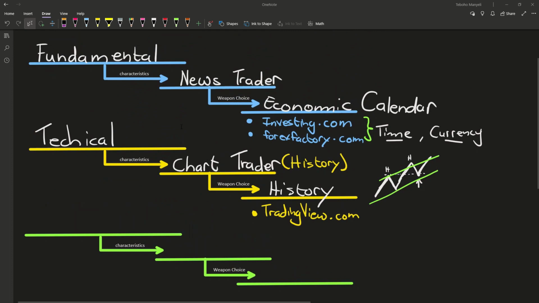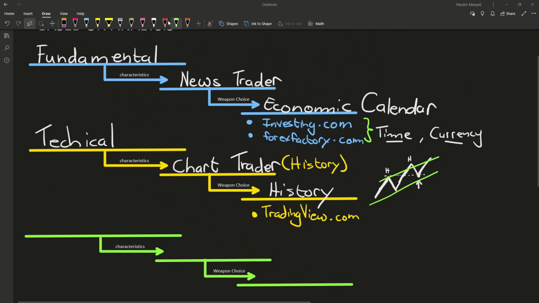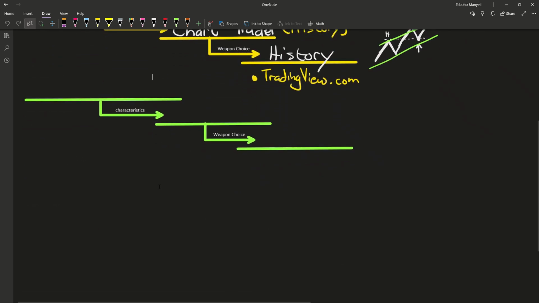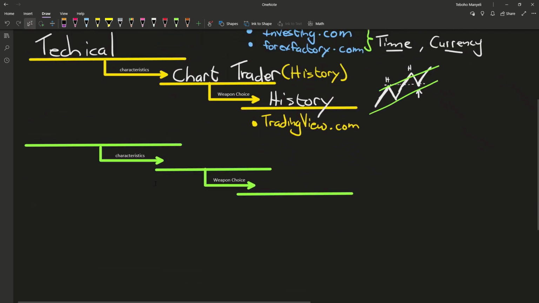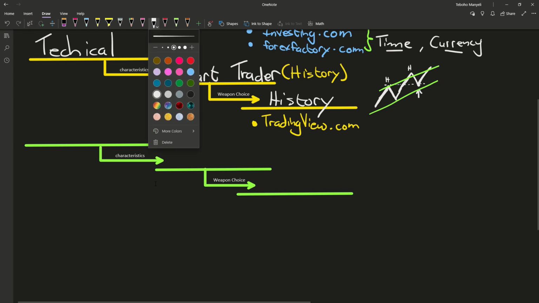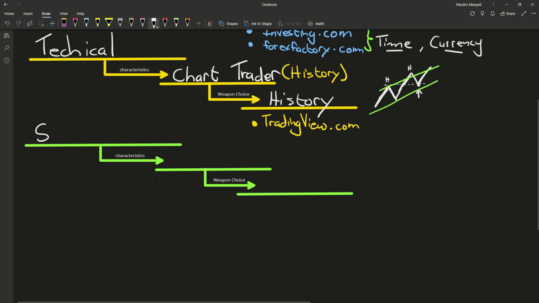So let's talk about the last type of trader there is in the market. These guys, to me, are very important, and I believe that most people are this type of trader without even realizing. Okay, so without further ado, let's name this guy. These are known as your Sentimental Trader. Sentimental types of traders, right?